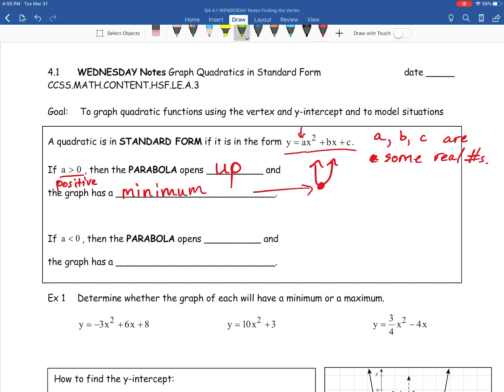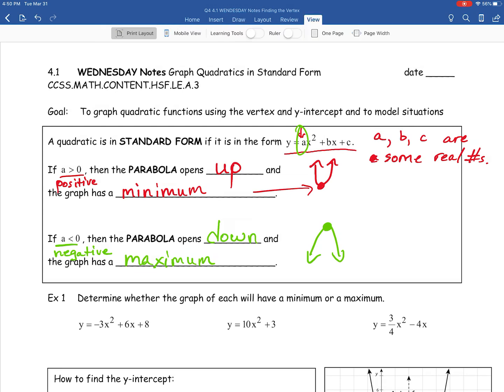Alternatively, if a is less than 0, that would imply that a is a negative value, in which case you would see a u that's going down. So our parabola is that u that's facing down, and consequently, the graph would have a maximum value. Again, those are our definitions to help us out in terms of looking at our equation, and based solely upon the a value, that controls quite a bit of how the general shape of your graph is going to look.